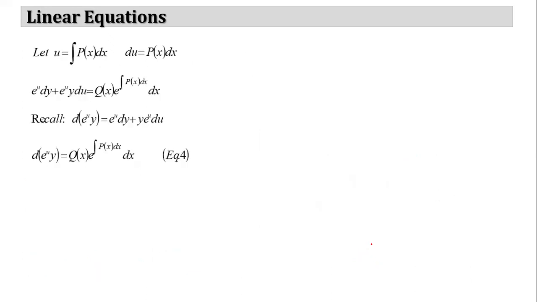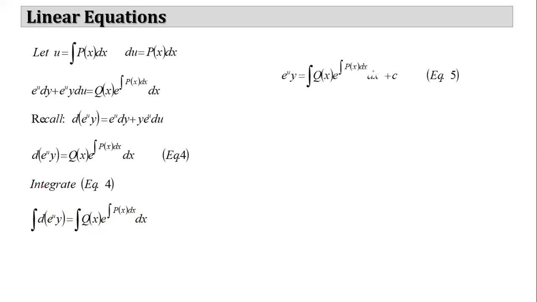So what we are going to do now is you just integrate equation 4, and that leads us to the integral of the derivative of e to the u y equals the integral of q of x e raised to the integral of p of x dx times dx. And then you know that the integral of the derivative of e to the u y is simply e to the u y equals the integral of q of x e raised to the integral of p of x dx, then you just simply add c. So this is the general solution that we are looking for.